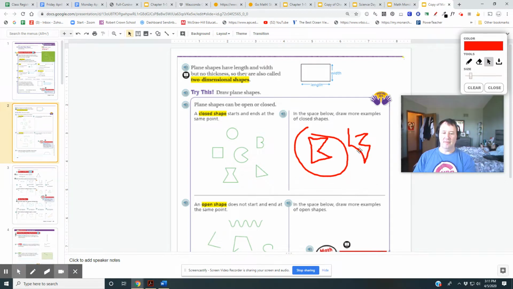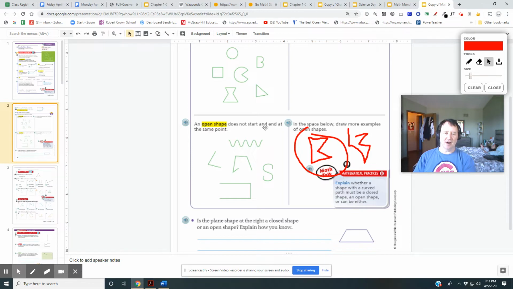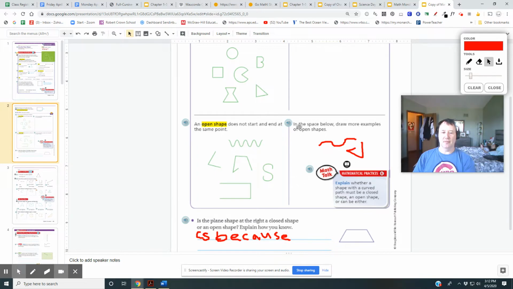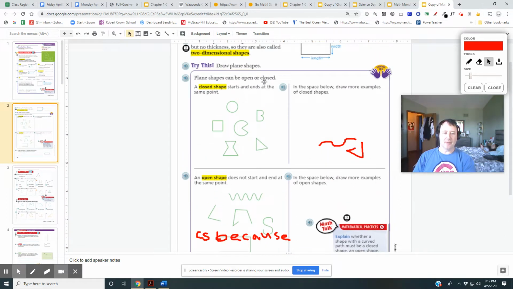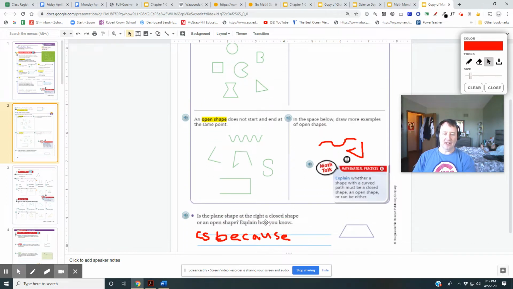So if you're going to draw an open shape, an open shape does not start and end with the same point. So here we would draw something like that. Like that. Is the plane shape at the right a closed shape or an open shape? Explain how you know. So this is a closed shape because, and if you scroll up, because it starts and ends at the same point, wherever that is. So you're going to go ahead and answer in a complete sentence how you know that that is a closed shape.